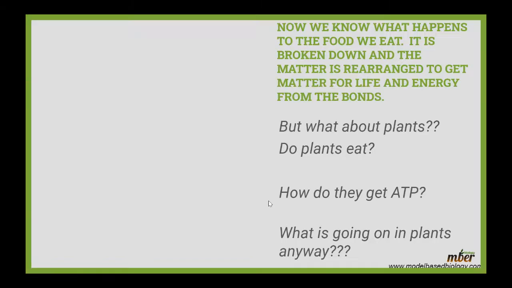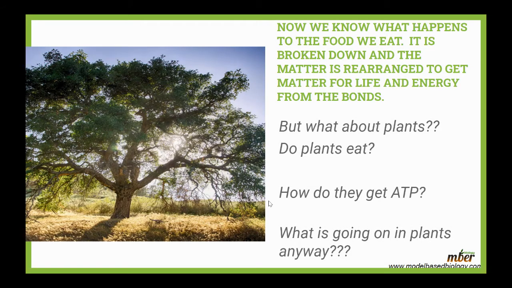Okay, so first thing we're going to be exploring is a phenomenon: acorn to a tree. Now we know what happens to food that we eat. It's broken down and the matter is rearranged to get matter for life and energy from the bonds. But what about plants? Do plants eat? We have the random carnivorous plants, but for the most part, plants don't eat food, right? You don't see a tree in line at McDonald's to get a burger.